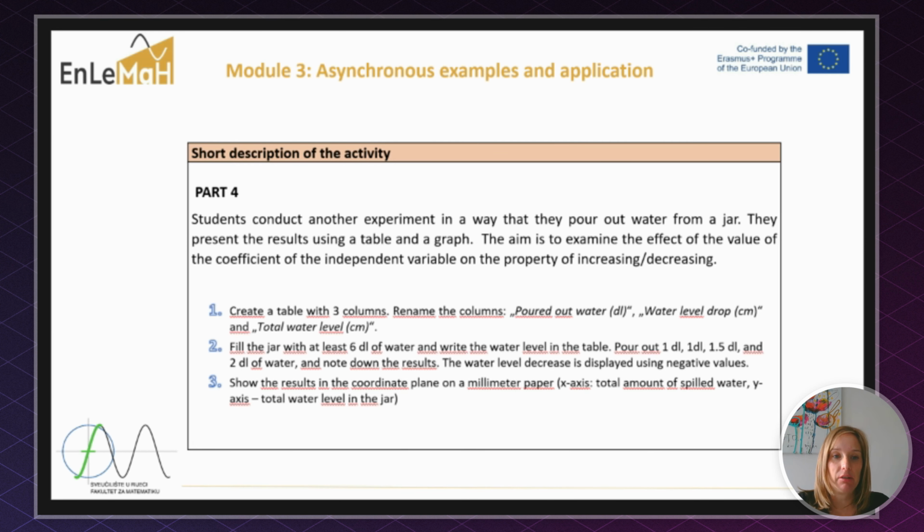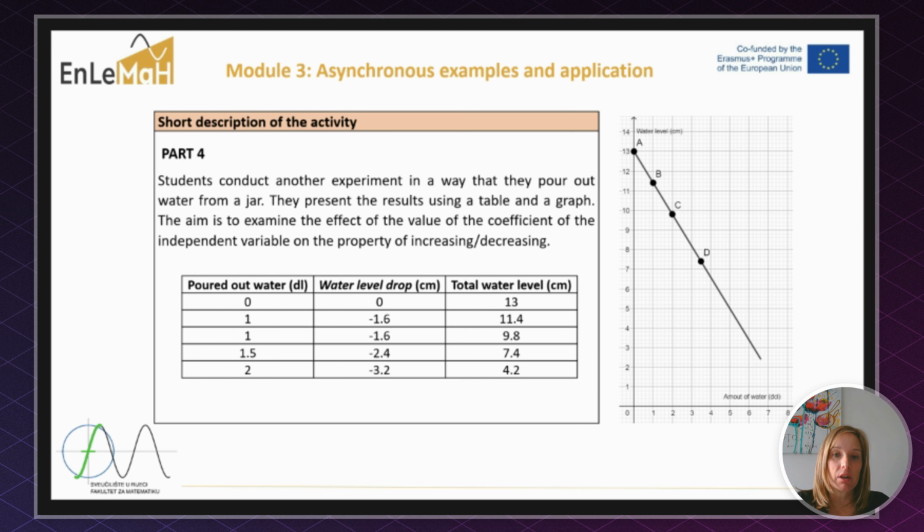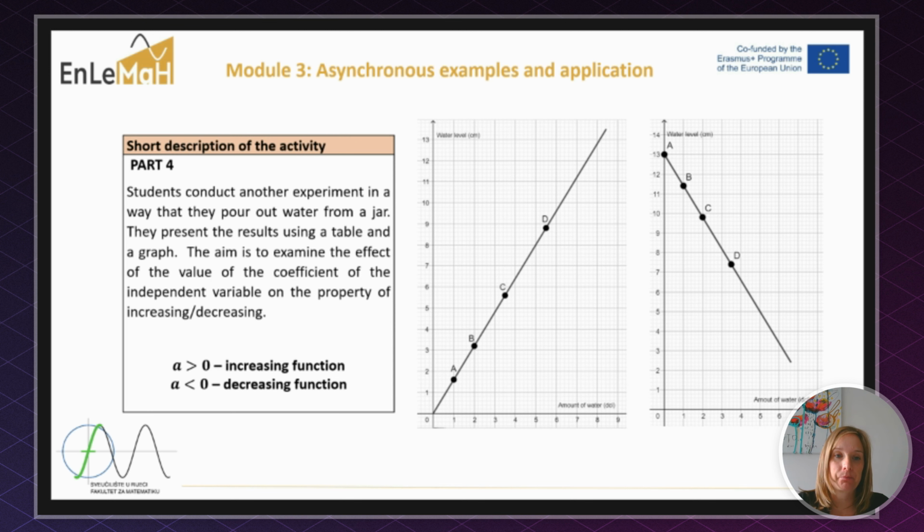In the last part of the activity, students conduct another experiment in a way that they pour out water from a jar. They present the results using a table and a graph. The aim is to examine the effect of the value of the coefficient of the independent variable on the property of increasing, decreasing. Observing graphs of linear functions, students conclude that a linear function is increasing if the coefficient a, coefficient of the independent variable, is positive, and that a linear function is decreasing if the coefficient a is negative.